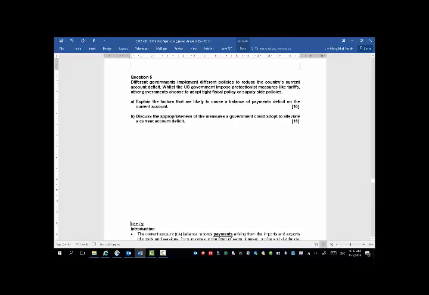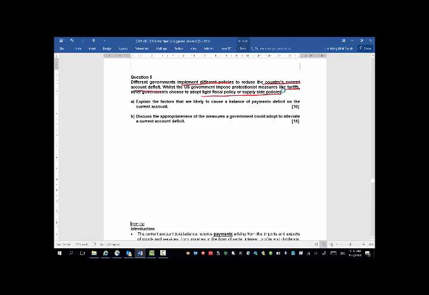Okay, so let's look at VJC EQ5. So this question here, we're given a preamble that talks about different governments implementing different policies to reduce the country's current account deficit. So the US uses protectionist measures like tariffs. Other governments choose to adopt tight fiscal policy or supply side policy.